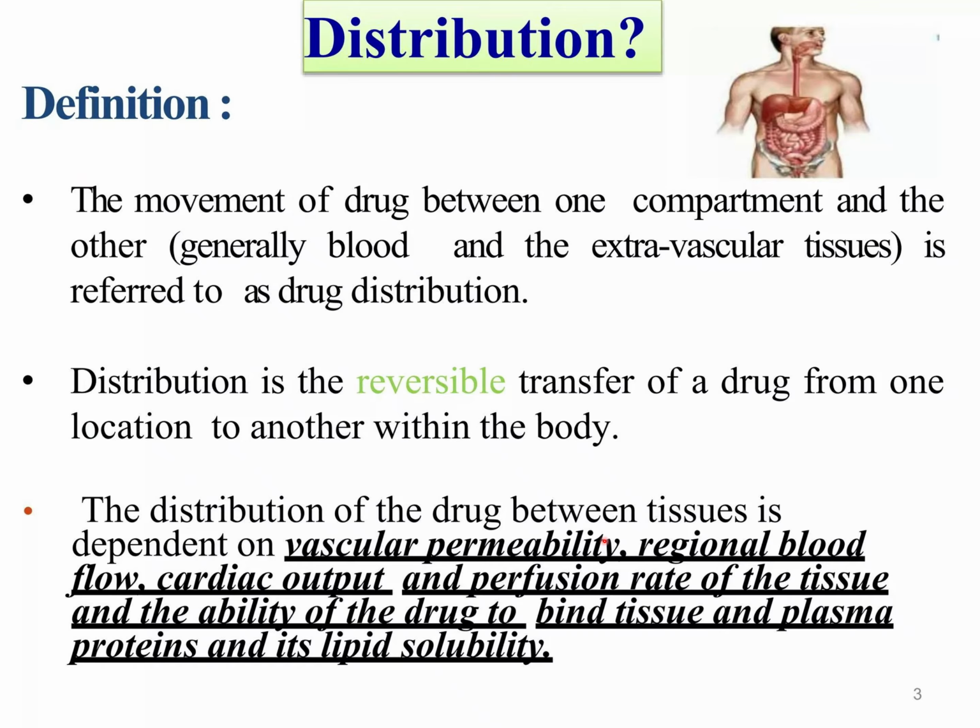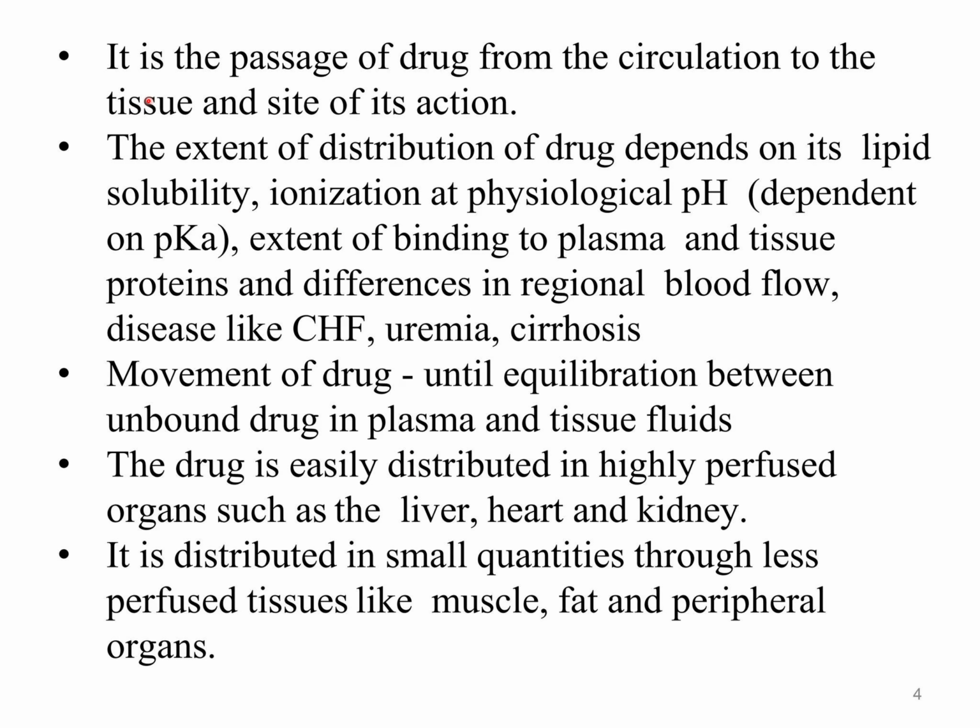The distribution of the drug between tissues is dependent on vascular permeability, regional blood flow, cardiac output, perfusion rate of the tissue, and the ability of the drug to bind tissue and plasma protein and its lipid solubility. We'll discuss all of this in the upcoming slides. So distribution is the passage of the drug from the circulation to the tissue and the site of action.